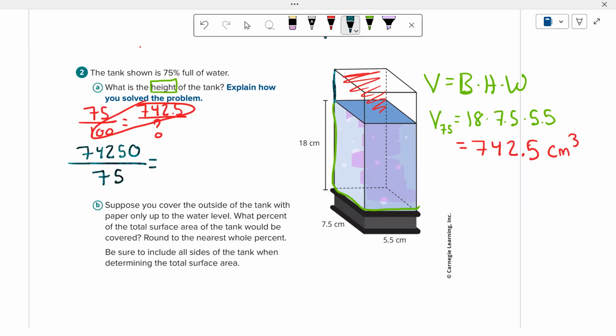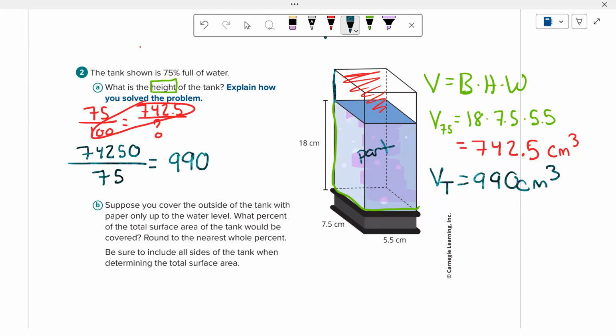And the total volume of the tank is 990 because that's the whole thing. Remember, that water where it's filled is only part. This part here is a part. So this part here is the whole. So the total volume is 990 centimeters cubed.